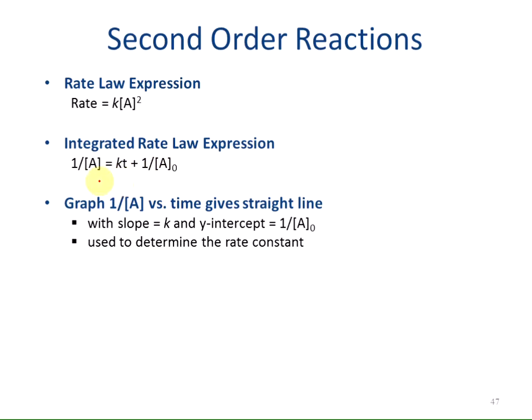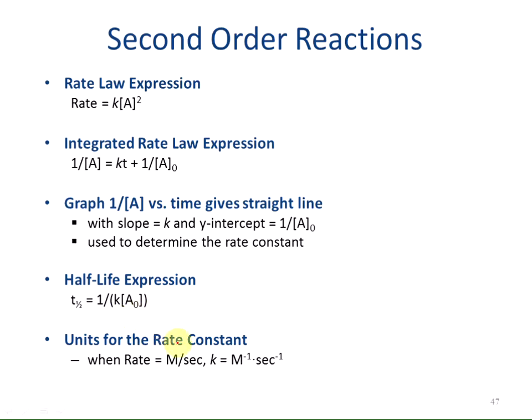And it's this graph here that produces a straight line for a second order reaction. So if we plot the inverse concentration on the y-axis and time on the x-axis, the slope of the line will give me my rate constant, and the y-intercept, I can find my initial concentration. And the half-life expression for a second order reaction, t1/2 equals 1 over k times the initial concentration. So remember, for zeroth order reactions and second order reactions, the half-life is going to depend upon the initial concentration, but for a first order reaction, it's constant, so it stays the same, so it doesn't depend upon the initial concentration.